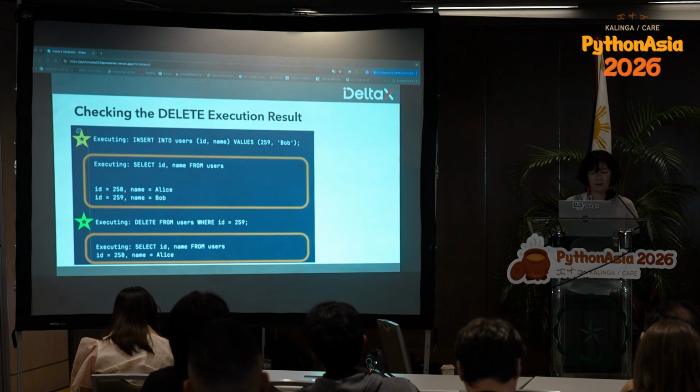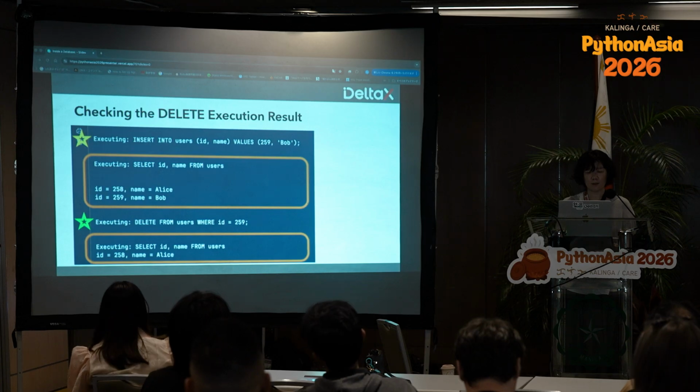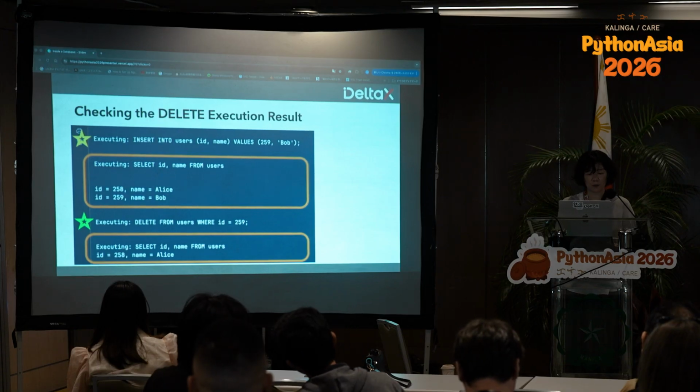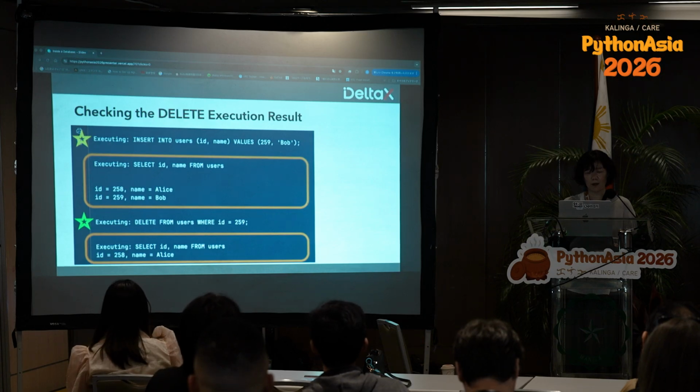Looking at the debugger, at the yellow star, Bob's record was added after Alice. When we select from users, two records are output, Alice and Bob. After we delete Bob, only Alice is output.